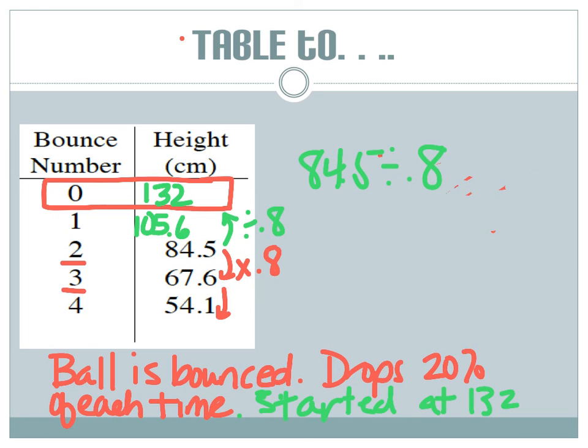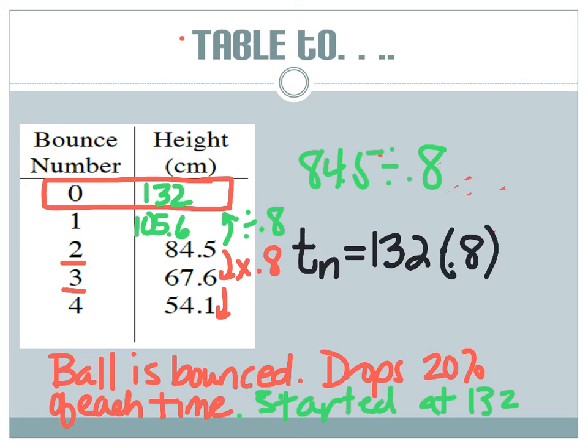So that gives us the opportunity to write the equation. All we need, and this is a sequence, because you can't talk about a half of a bounce. So T of n equals the original 132 as a multiplier of 0.8, which signifies a 20% drop for every bounce.